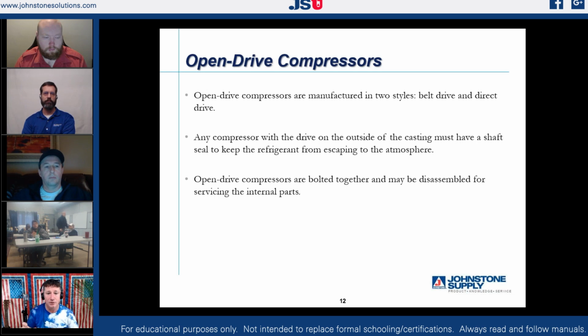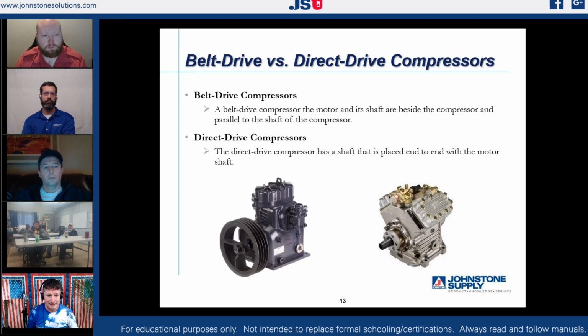So open drive compressors are bolted together and they may be disassembled for servicing. So they're very much like a semi-hermetic compressor. They just don't have the motor on the inside. So there's a couple common designs of open drive compressors. The one on the left would be your belt drive compressor. So it uses a separate, typically electric motor to drive it, and it's going to have belts. We also have one that the motor bolts directly to the front of it.